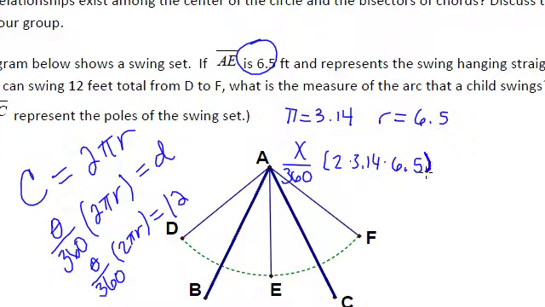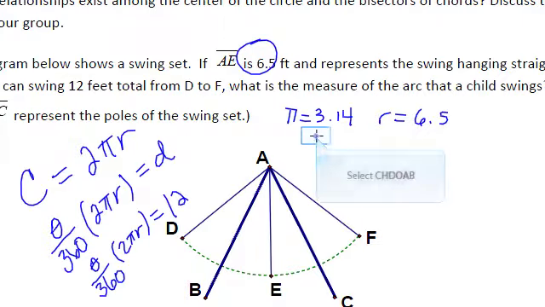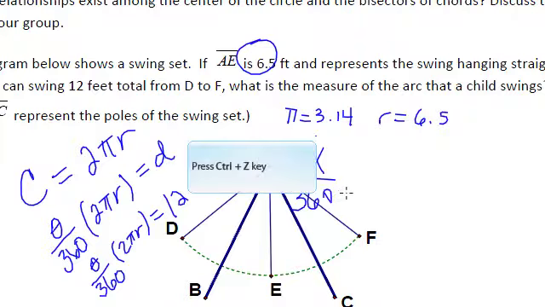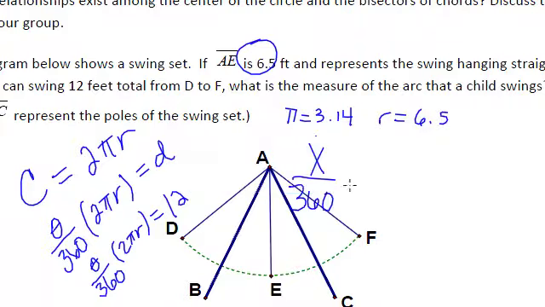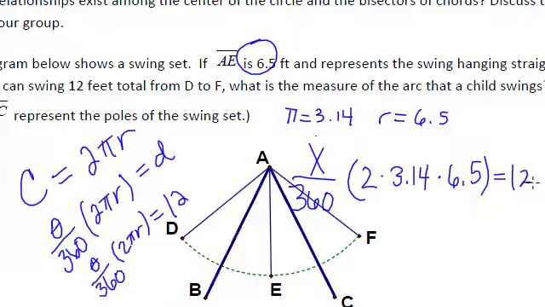Let me see if I can write that again. I don't like how that looked. Okay, so let's go with x. I think it's because I'm trying to fit it in such a small space. x over 360 times 2 times 3.14 times 6.5 equals 12. Well, I'm not going to do the rest of this problem.